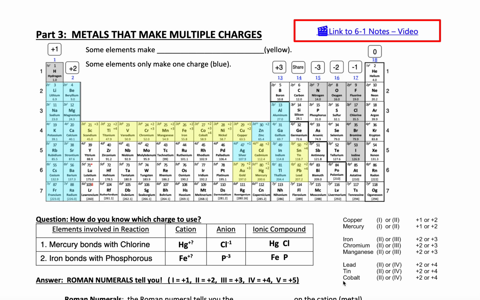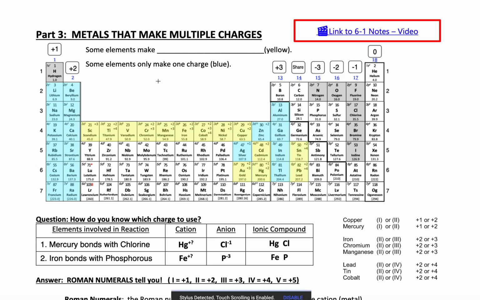All right, so what we're going to talk about now is some of the anomalies that we're going to come across when doing ionic bonding. And the first kind of anomaly or topic that we're going to talk about is how do we deal with metals that make more than one charge? Metals that make multiple charges.